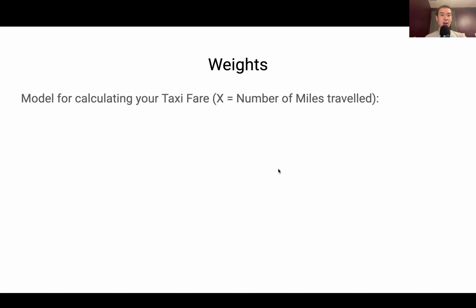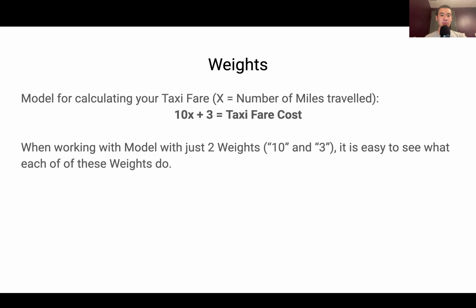Now, the model for calculating your taxi fare, where x equals number of miles traveled, when working with a model with just two weights like 10 and 3, it is easy to see what each of those weights do. For the weight of 10, it means for each mile you travel, you get charged 10 extra dollars. It's also easy to see what this weight of 3 does. You could think of the number 3 as like a fixed cost or a startup cost when you get in the taxi, right? Even if you get in a taxi and don't travel that far, you will always be charged $3.